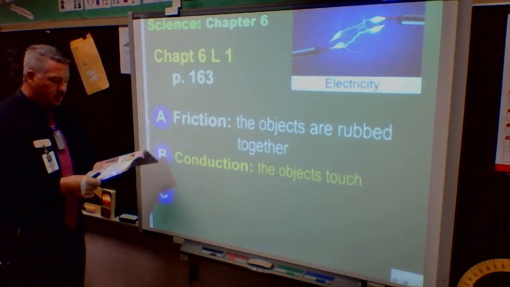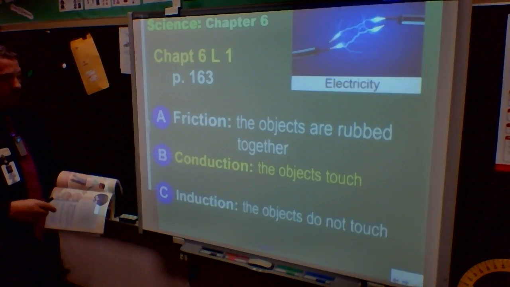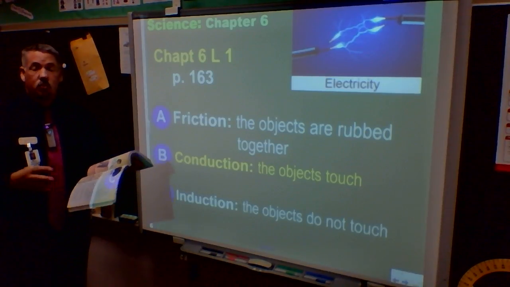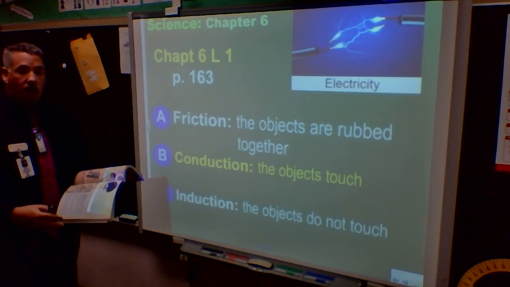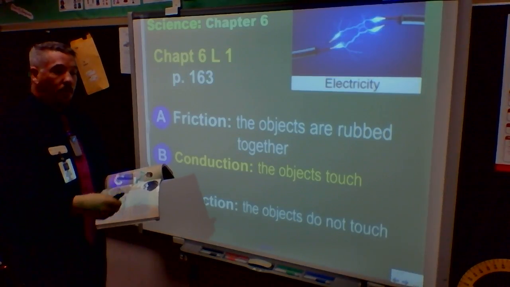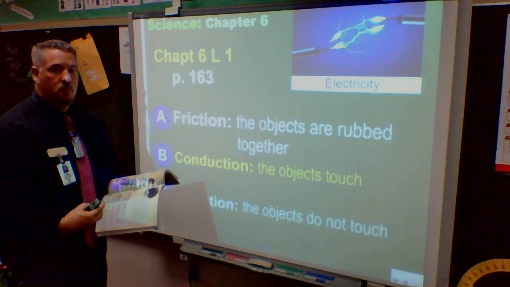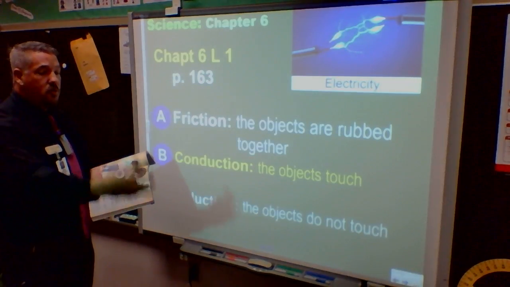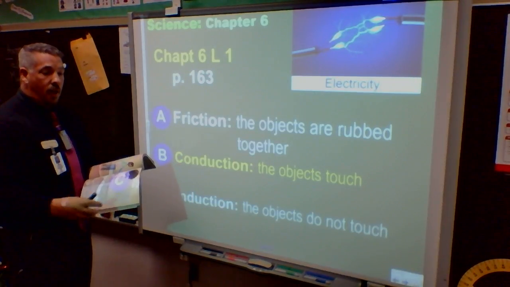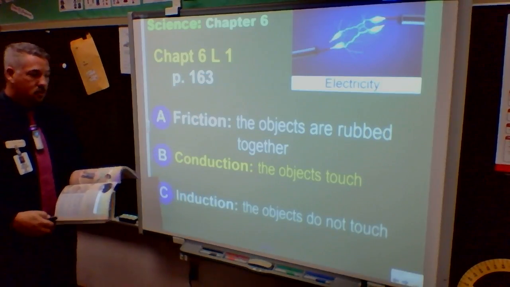And then in the last two, we have induction and polarization. Induction is the objects that just simply do not touch. So there's an exchange without a touching going on. If I have a really strong magnet and I move it close to a piece of metal, that magnet is going to be strong enough to pull it and cause it to move. When my particles are in a high amount and they are going to be attracted to the opposite charge, if it's in a high amount, it doesn't actually have to touch. That exchange is going to happen.